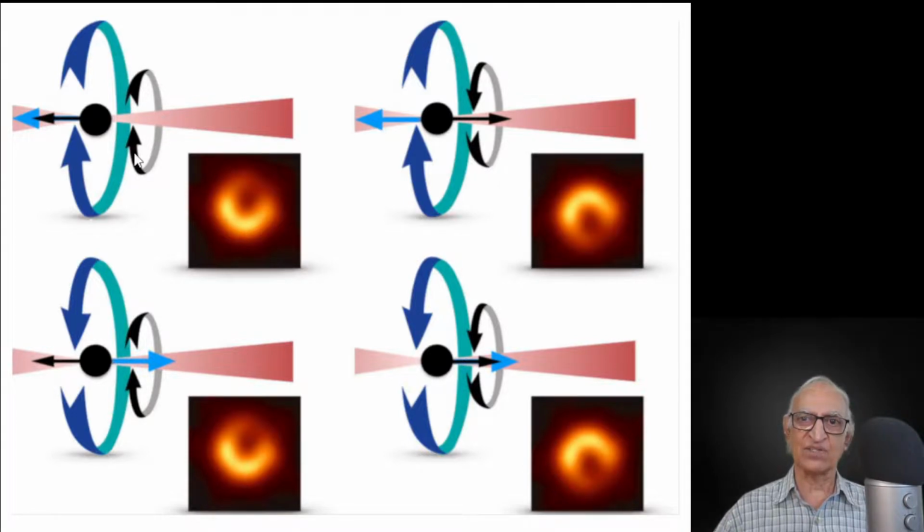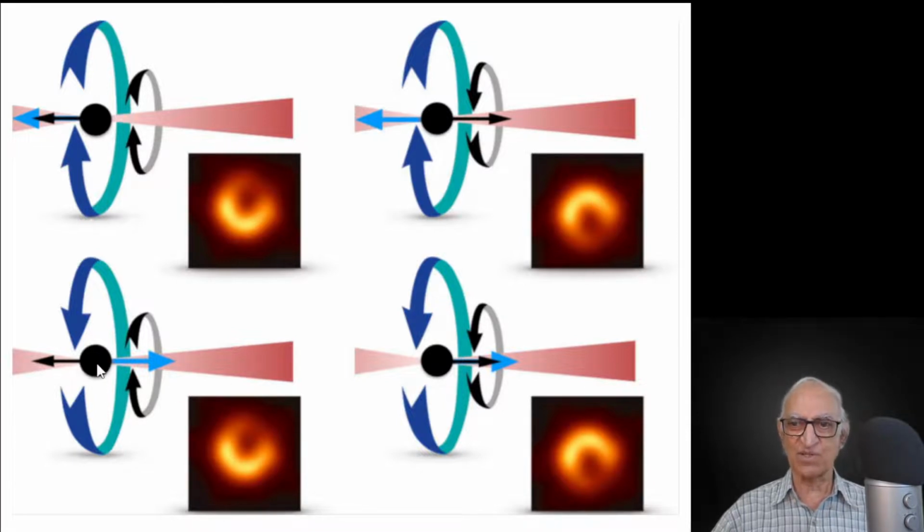Here is the gas in the torus. That could also be spinning about the same axis in the same direction. That would give me a crescent-shaped ring like this. On the other hand, if the black hole spin axis is this, pointing to the right, and if the black hole is spinning like this, and if the matter in the torus is spinning now in an opposite direction, then I will get a crescent-shaped ring which is over there.